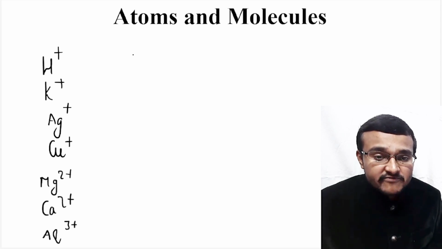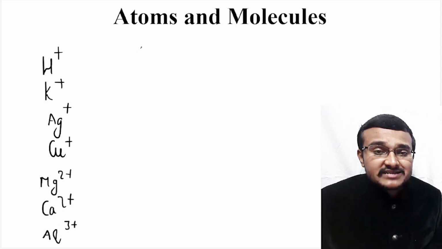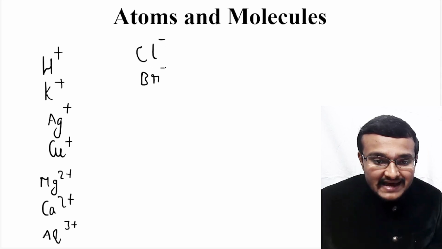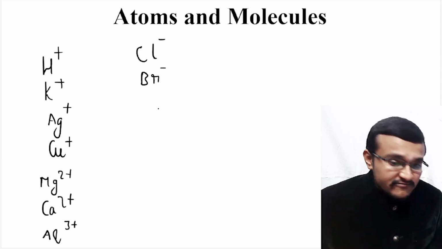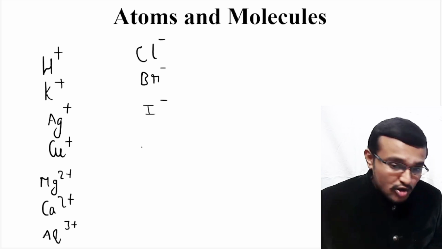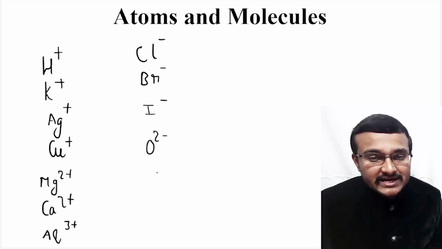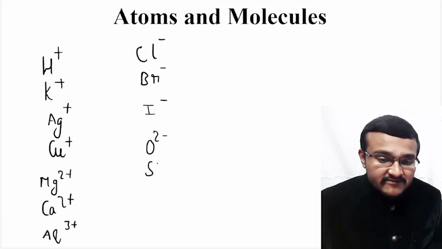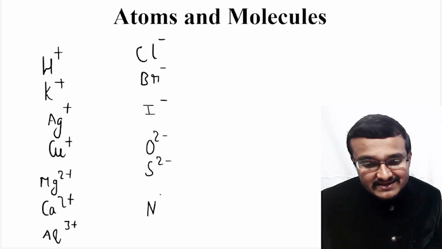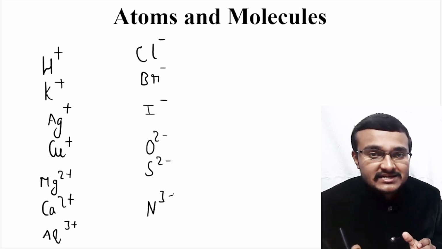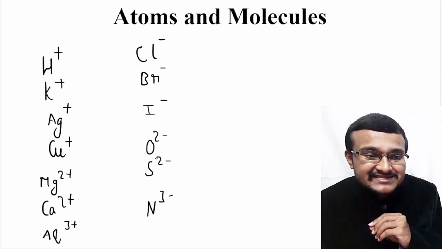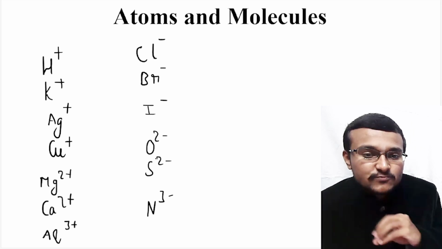Now let us take examples of atoms which have negative charges. Chlorine has Cl minus. Bromine has 1 minus. Iodine has one negative charge on it. Oxygen has two negative charges on it. Sulfur has two negative charges on it. Nitrogen has 3 negative charges on that nitrogen atom. Now based on this data, you can see which elements can bond with which elements.